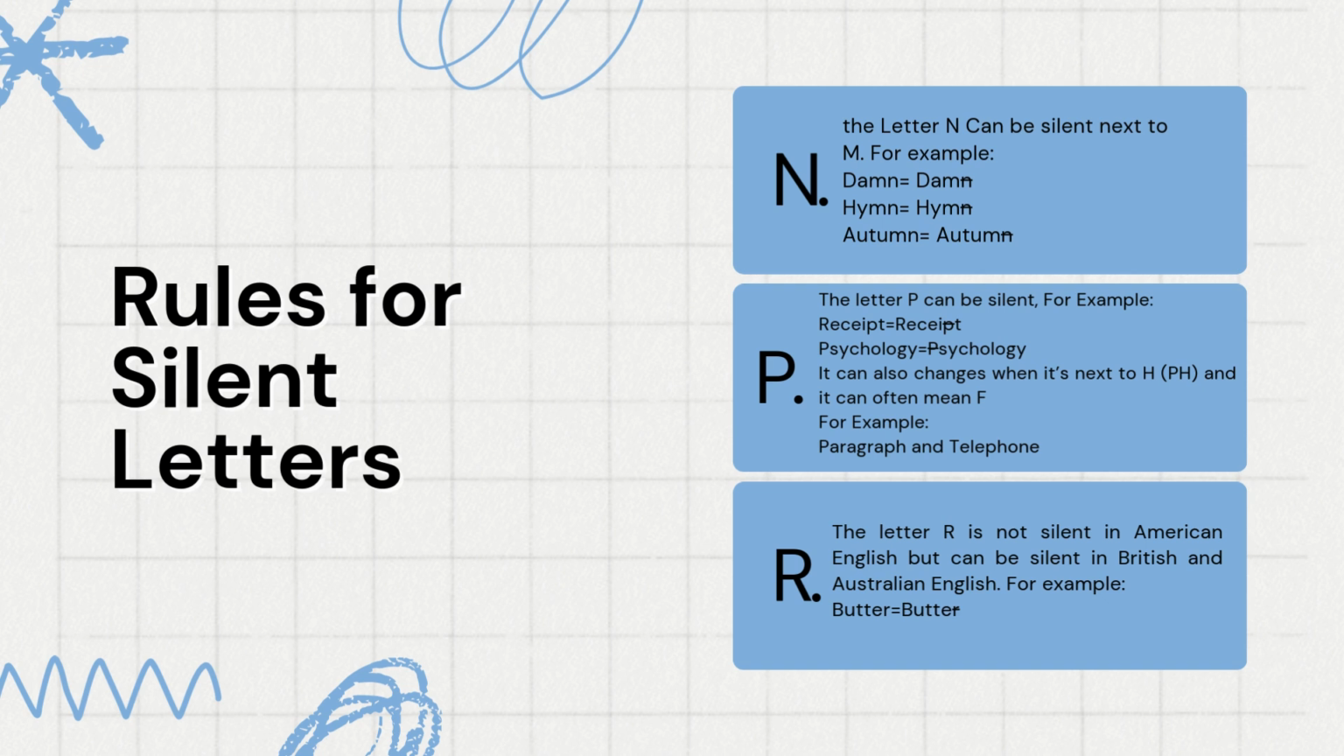Next, the letter P can be silent. For example, receipt, psychology. It can also change when it connects to H, as PH, and it can often mean F. For example, paragraph, telephone. Now, the letter R is not silent in American English, but it can be silent in British and Australian English. For example, butter.